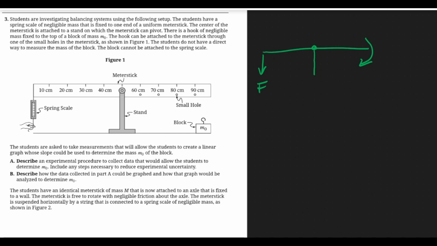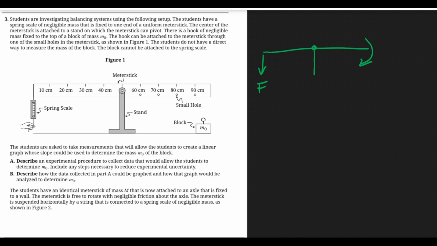Students are investigating balancing systems using the following setup. The students have a spring scale of negligible mass that is fixed to one end of a uniform meter stick, and the center of the meter stick is attached to the stand on which the meter stick can pivot. And there's a hook of negligible mass fixed to the top of this block of mass M0, and the hook can be attached to the meter stick through one of the small holes in the meter stick, as shown in this figure that I've been looking at.